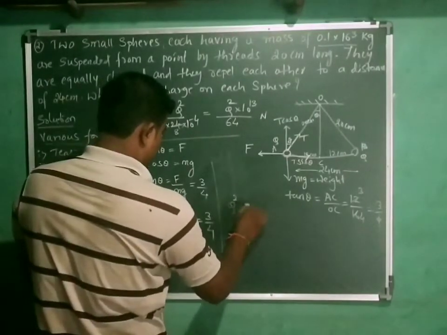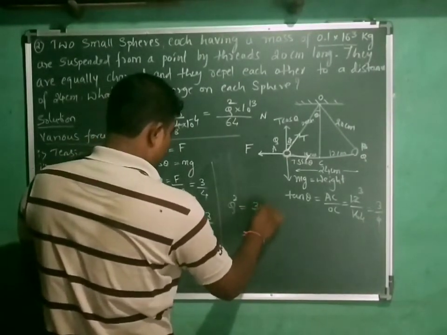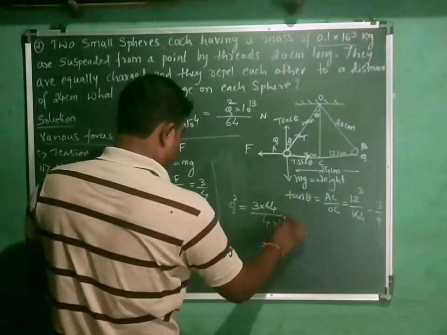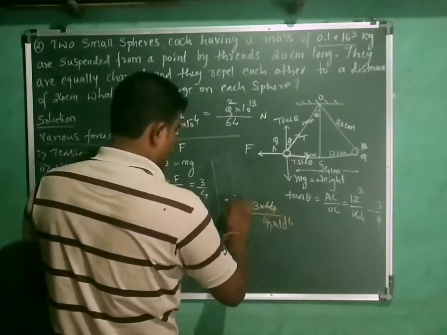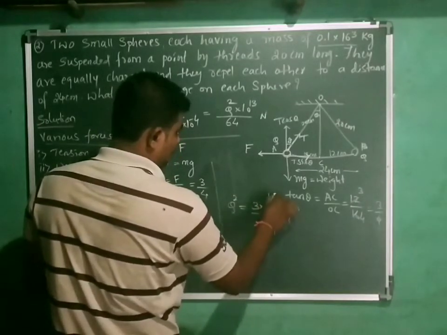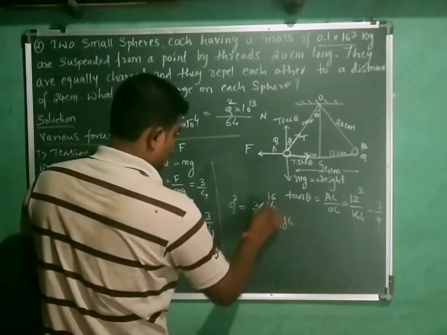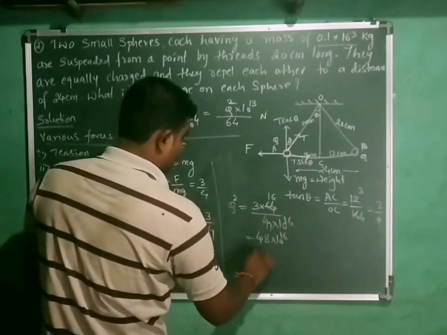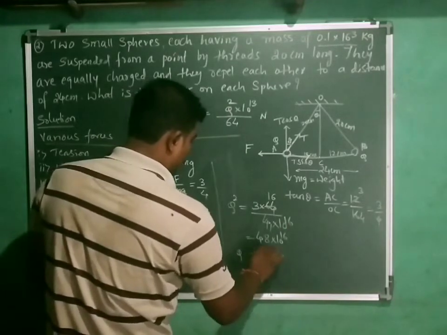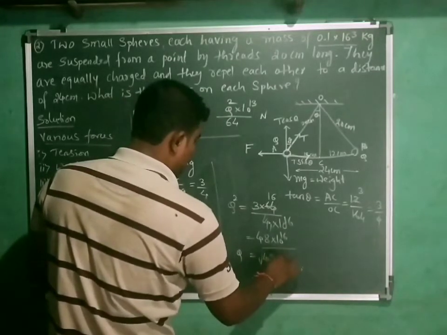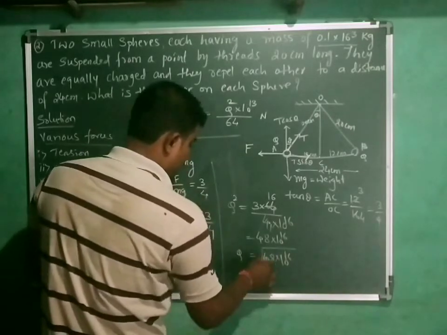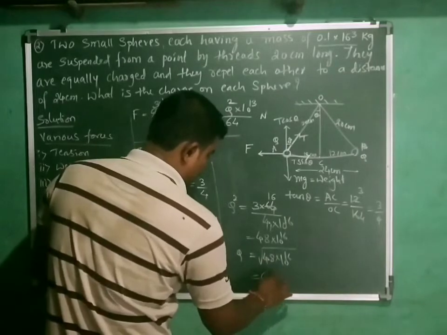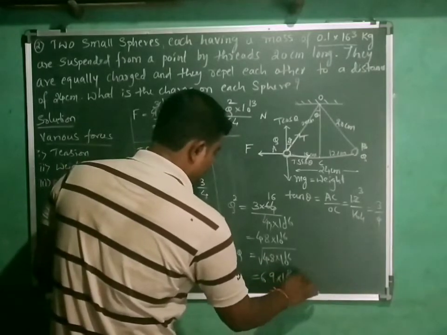So Q square is equal to 3 into 64 divided by 4 into 10 to the power 16. So 4 1s are 4, 4 16s are 64, so it is 48 into 10 to the power 16, or Q is equal to the square root of 48 into 10 to the power 16. Approximately I can write it as 6.9 into 10 to the power 8 Coulomb.